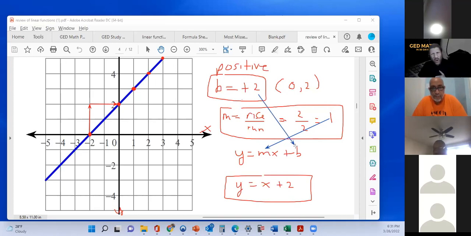Well, why don't I see a 1 next to the x? Remember, in algebra, you will never see the coefficient of 1 in front of a variable. You'll see every other number or fraction, but you will not see 1. So it's just y equals x plus 2. Everybody understand that? All right, let's try one more.